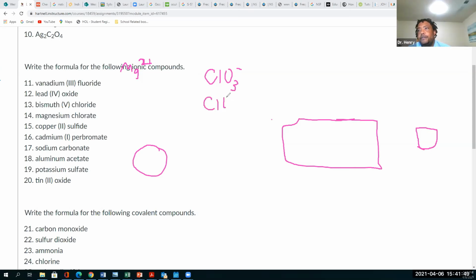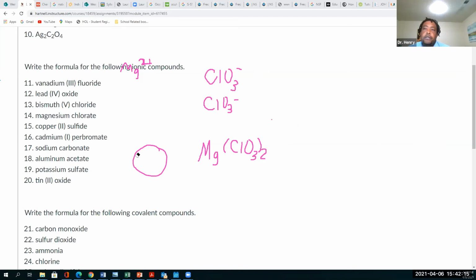So that means I have a total of how many? 2. Okay, so then I'd write it as Mg, parentheses because of the polyatomic ion, and I needed 2 of those, so subscript 2. Does that make sense? And why did you put in parentheses? Because I'm saying I need 2 of them, of the whole thing, not just Cl, not just O, but the whole thing together.